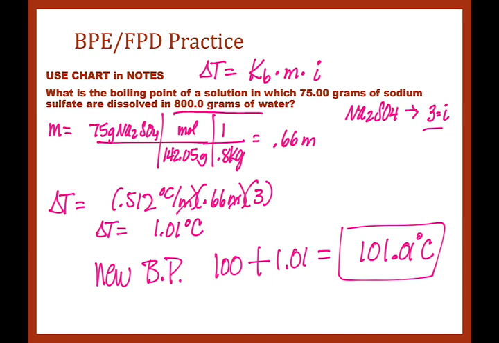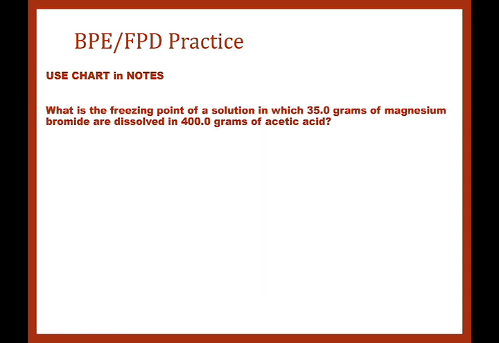And now let's do a freezing point depression in the next example. This time we're not doing water, we're doing acetic acid. So make sure when we look at that chart, we get the right values for that. So again, magnesium bromide is MgBr2. So we'll say i is going to be equal to 3 particles.